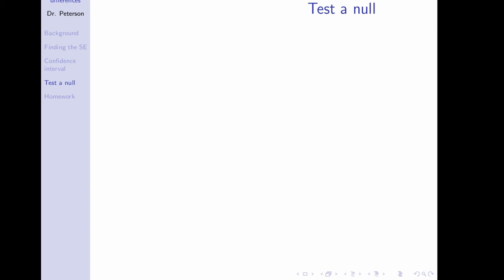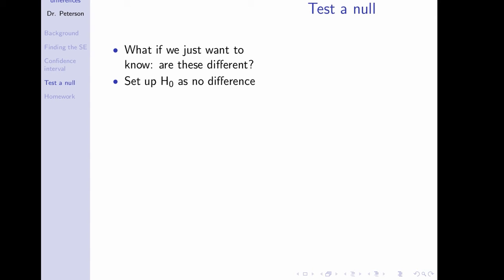Next, let's see how we can test a null hypothesis for no difference between two proportions. So we're testing here, are these two things different? Therefore, we want to set up our H0, or our null hypothesis, as no difference. That is, we want H0 to be that P1, or P hat 1, minus P hat 2 equals 0. So this is our total population parameter. We're expecting that there's no difference between these two populations.